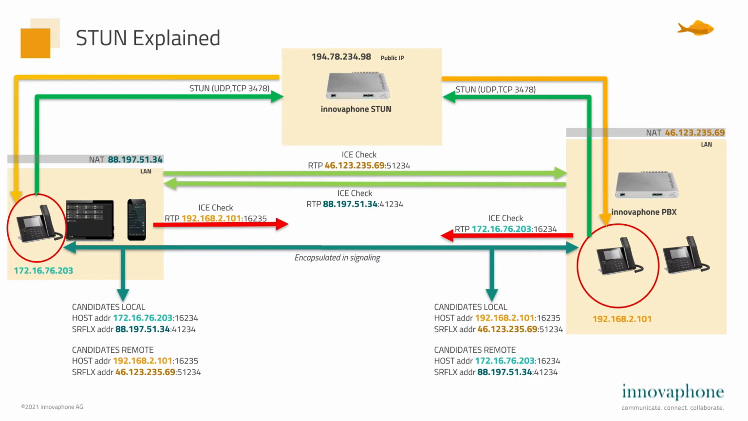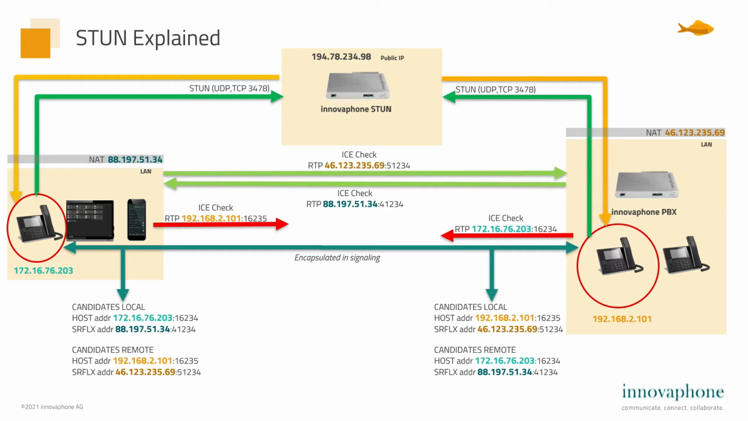The endpoint on the left side tries to reach the host address 192.168.2.101 from the endpoint of the right side. This will obviously fail because these private IP addresses will not be routed over the internet. You can recognize this at the red line.